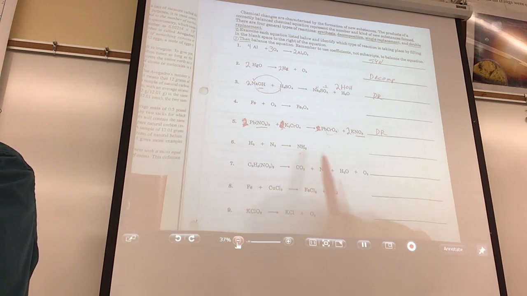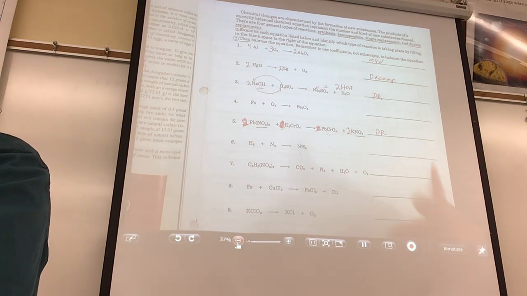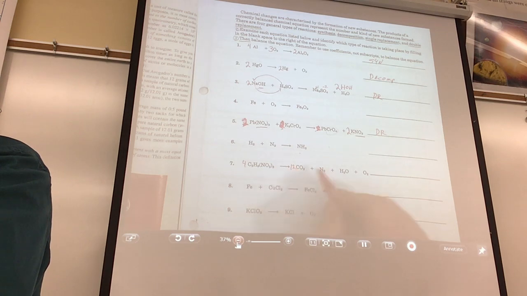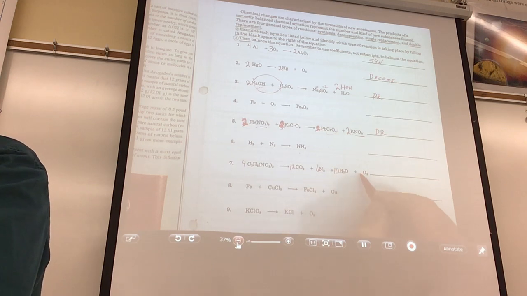Ammonia. It's ammonia, okay? And who thinks they got number 7 right? All right, what do you have here? Tell me the coefficients. Start from here, and if it's a 1, say 1. 4, 12, 6, 6, 10, and 1. 10, and 1? 1? Really?